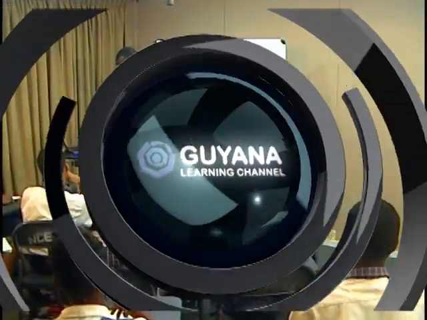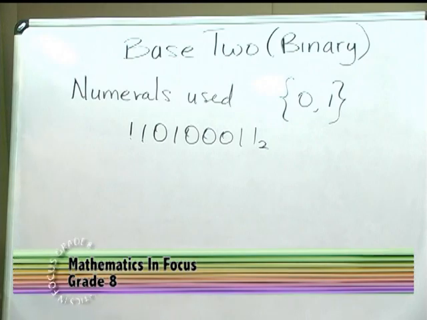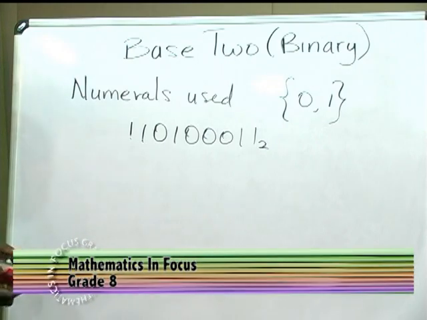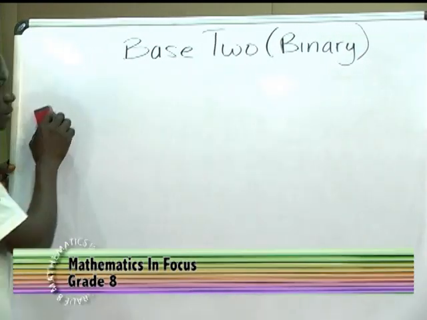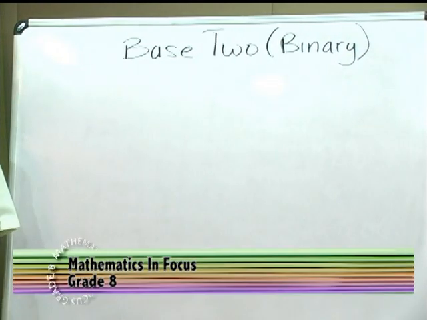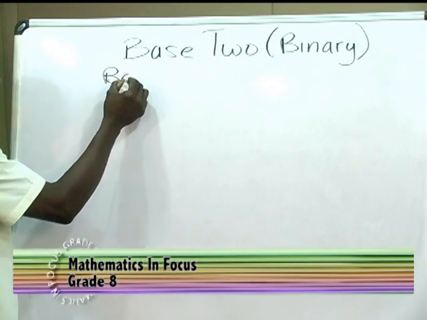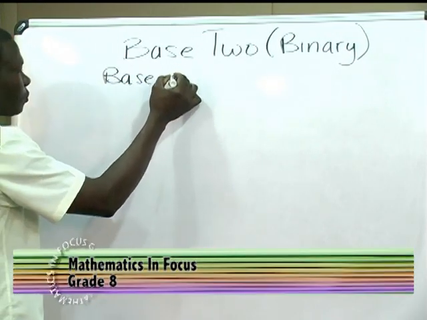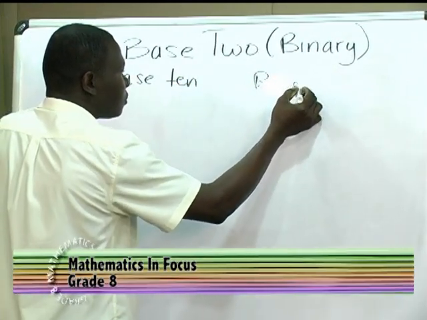Is that clear? So having base 2, these numerals, we must find a way of rewriting all the numerals that we use in base 10. And the numerals we use in base 10 are from 0 to 9. So I'm just going to show you how we can write the numerals for base 10. And we have base 2.